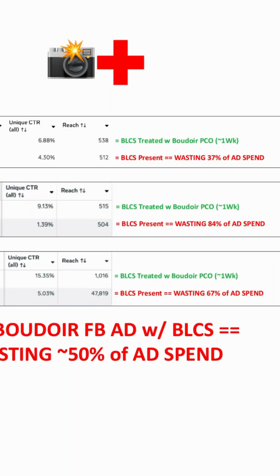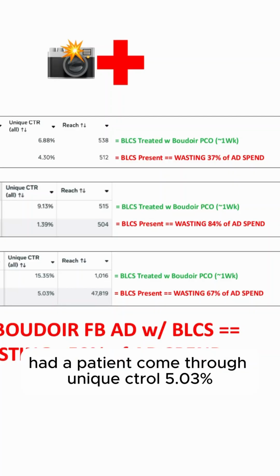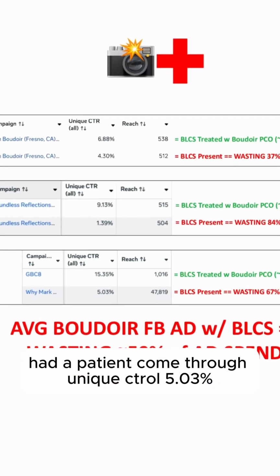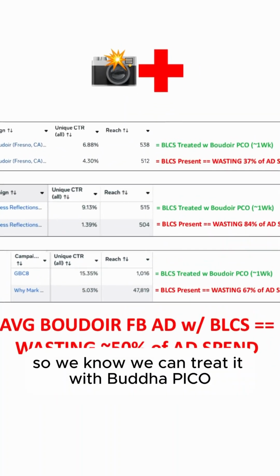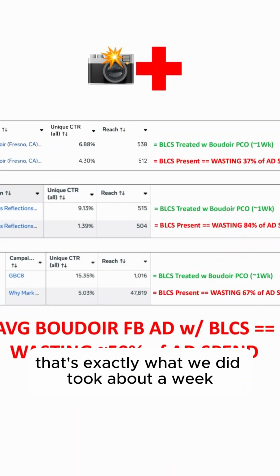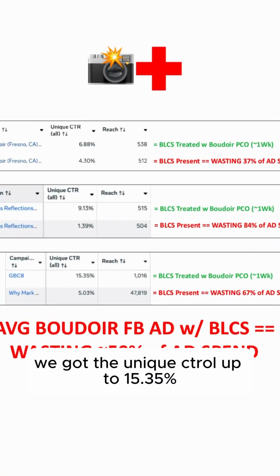Finally, had a patient come through, unique CTR 5.03%. So that's under 6%. We know that BLCS is present, Boudoir low click syndrome. So we know we can treat it with Boudoir Pico. And that's exactly what we did. Took about a week. We got the unique CTR up to 15.35%.